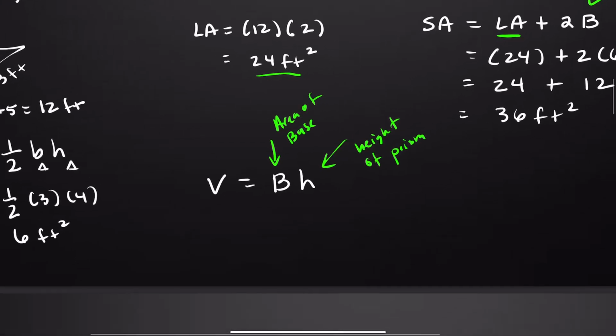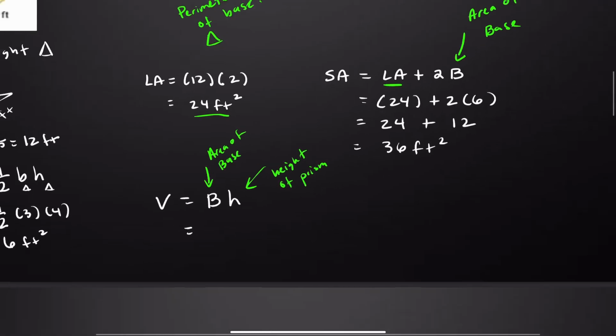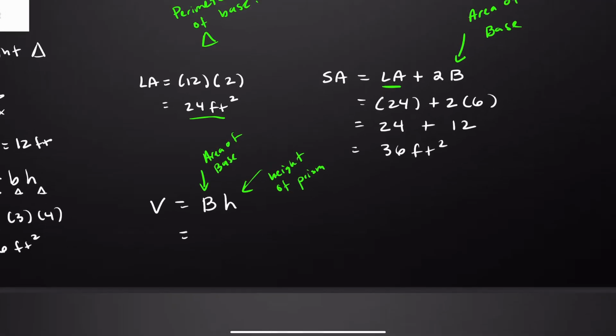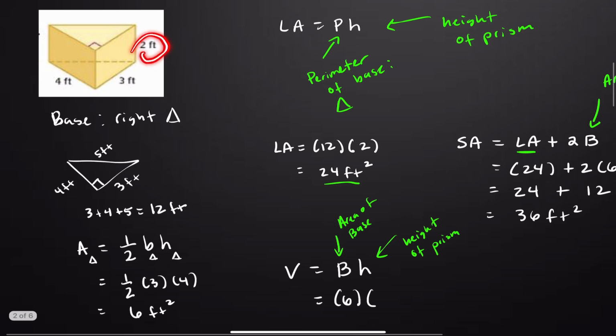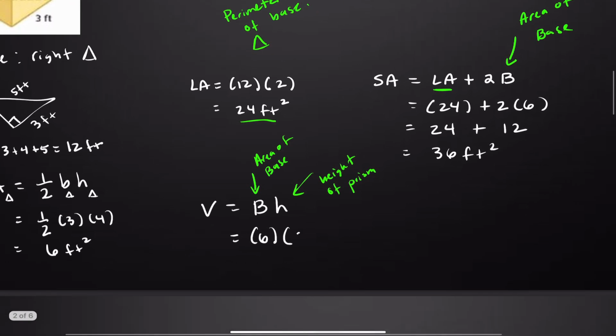Okay, so V is equal to big B, or capital B. What did we say? B is 6, right? So it's going to be 6 multiplied by the height, which is 2. So the volume is 12 cubic feet. So the volume is 12 cubic feet. And that's our answer.